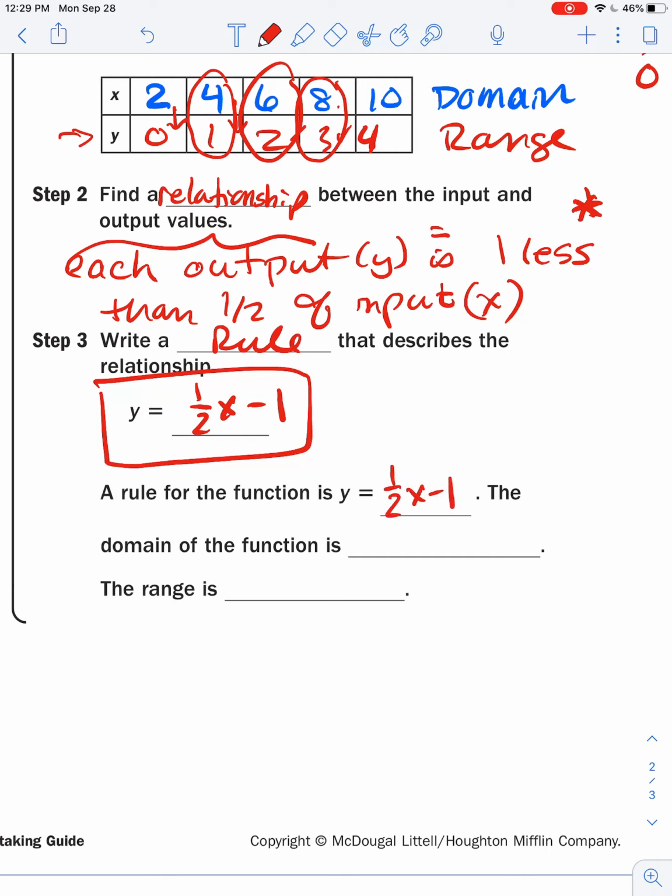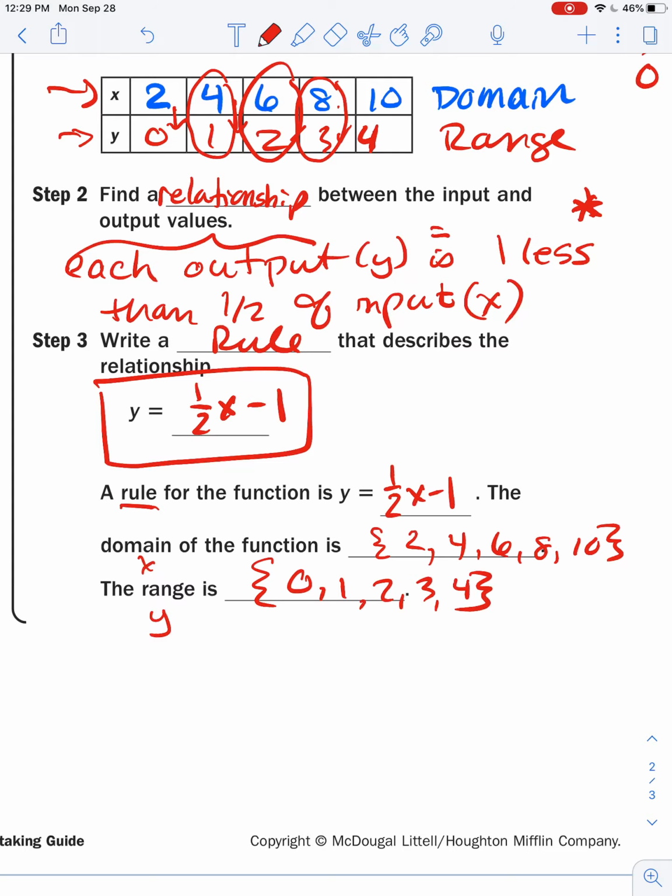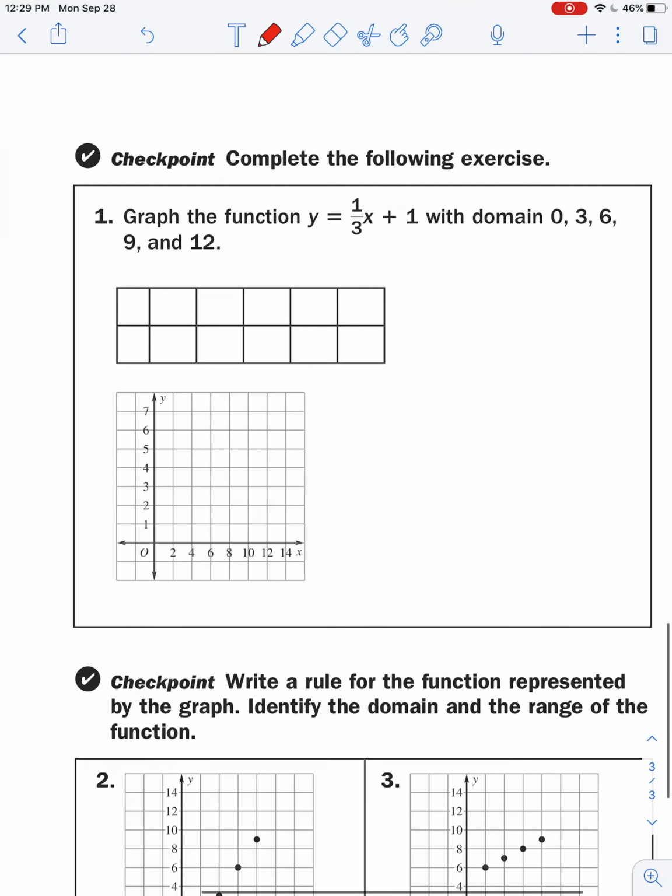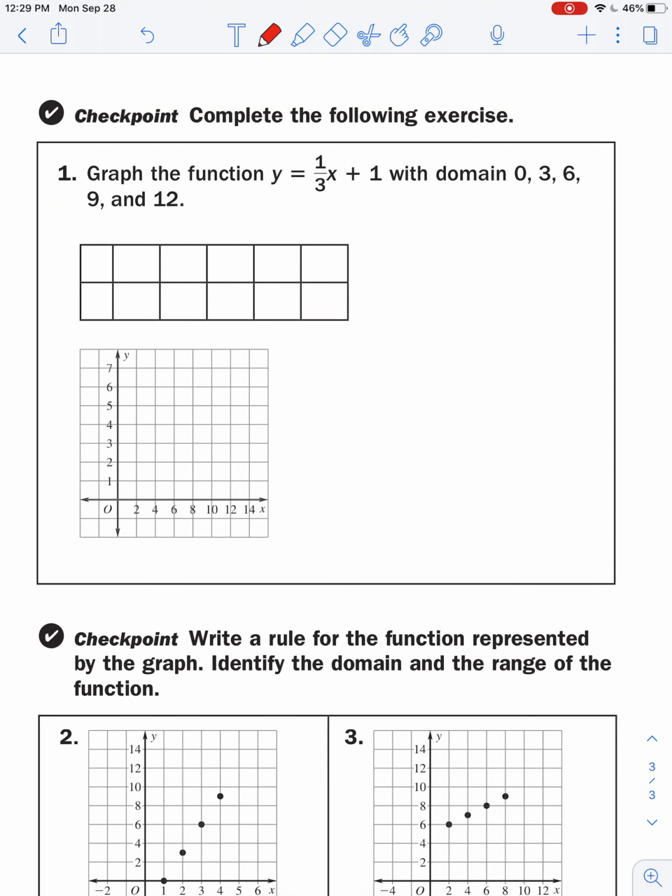So in this case, the rule for the function is y equals 1/2 x minus 1. That's the rule. The domain is our x's. So looking back up here, that is going to be 2, 4, 6, 8, and 10. And then the range, which is my y's, looking back at my table, 0, 1, sorry, I skipped 1. 0, 1, 2, 3, and 4. So that's the range up here.